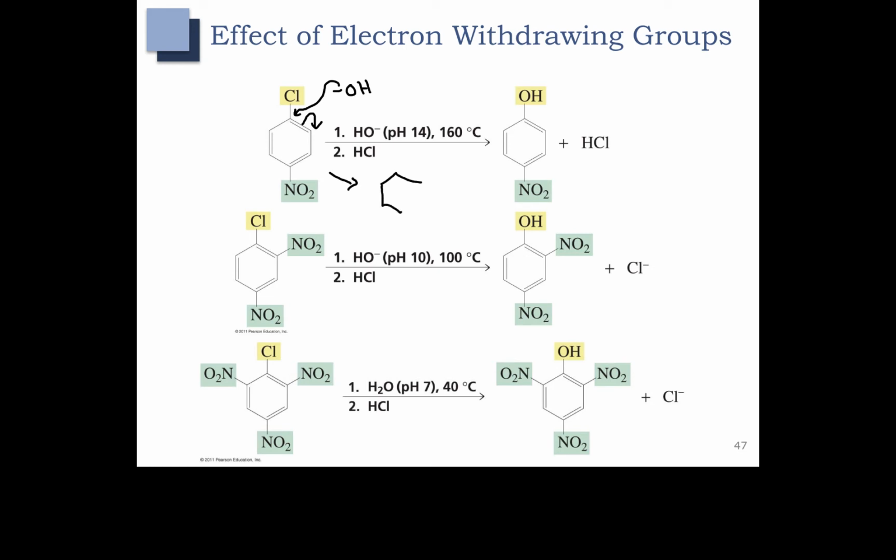I'm going to draw the intermediate here that we have after the addition of the hydroxide. Then the negative charge is going to come in, kick out the chlorine. And that's going to give us our product. The product, you notice, has an acidic phenol. So the HCl step is needed to protonate it, otherwise it'll exist in the deprotonated form.